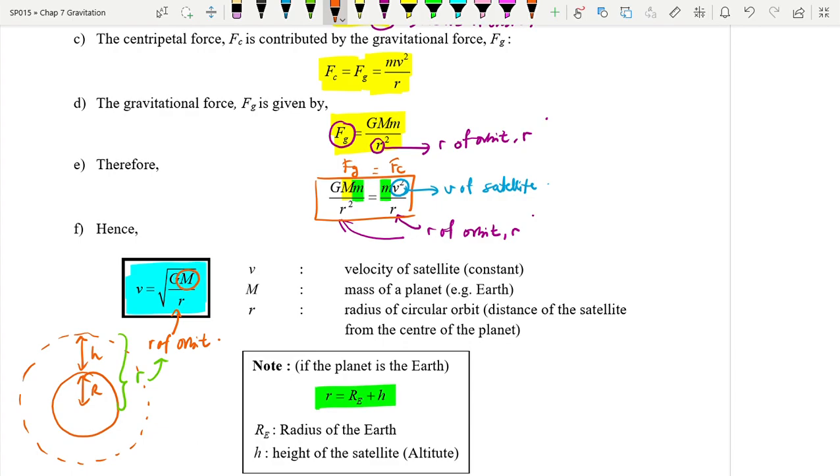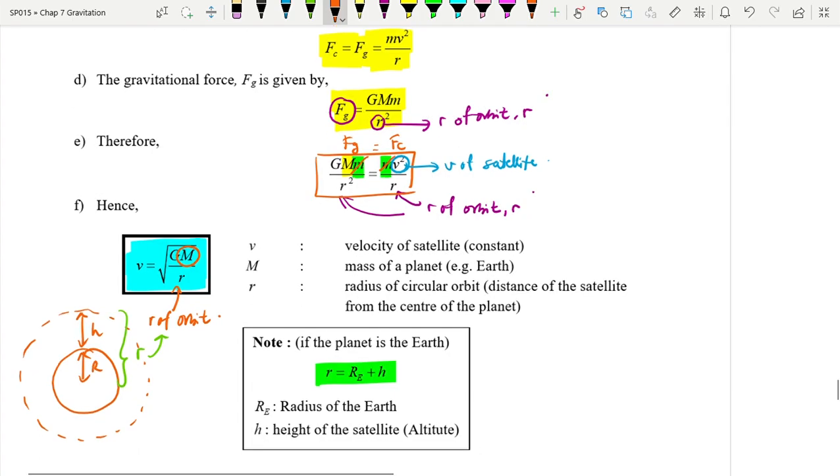The mass of the satellite has been cancelled from the formula when we equate Fg with Fc. So the mass of the object orbiting the planet does not influence the value of the velocity of the satellite. It is the same with escape velocity.